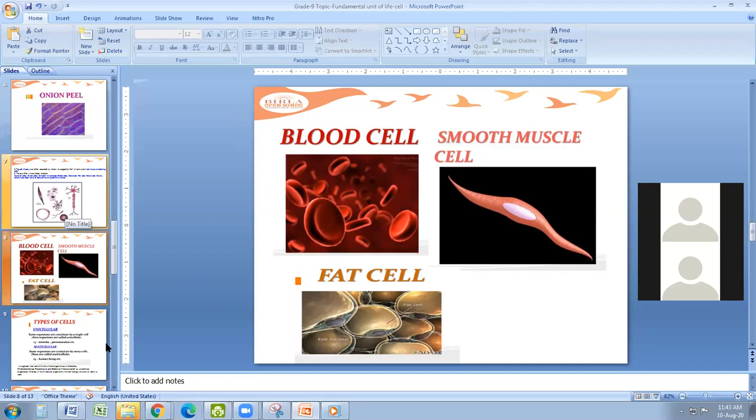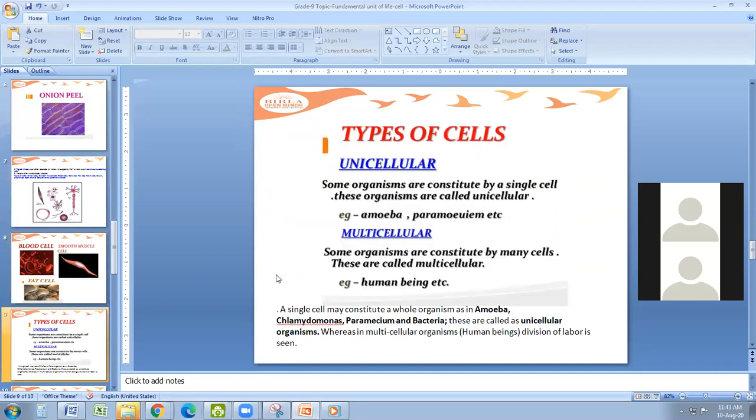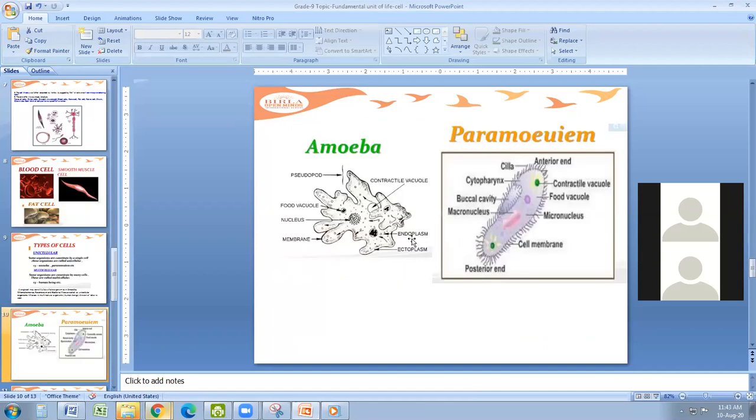Coming to types of cells, children, there are unicellular and multicellular. Some organisms are constituted by a single cell. They are made up of a single cell. So these organisms are called unicellular, which are made up of a single cell. I'll show you an example for that. A single cell organism. Here you can see a few examples of single cell. These are unicellular, made up of only a single cell: amoeba and paramecium. So this amoeba is made up of a single cell.